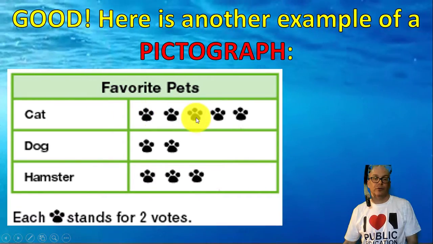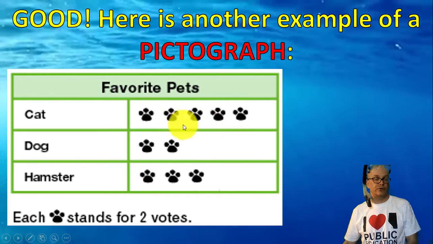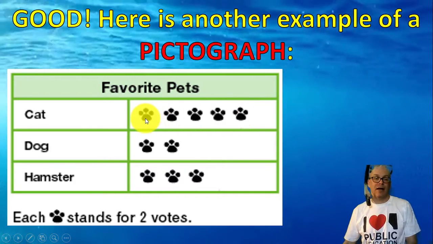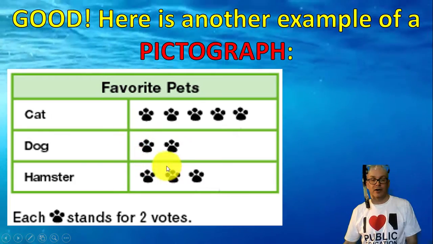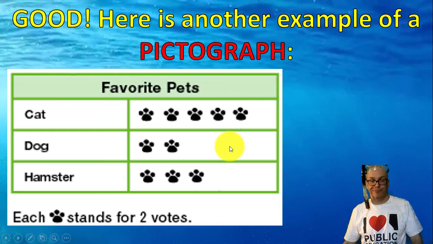2 plus 2 plus 2 plus 2 plus 2. 2 times 5, right? It's 10. So this is like my house. I'm in a minority. I like dogs, but most of the rest of my family likes cats. Yeah, we do.